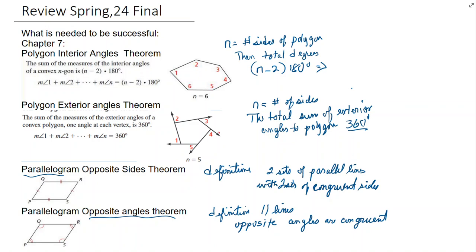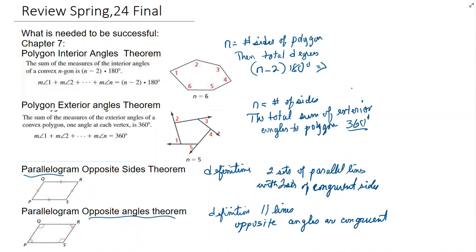Well, in Chapter 7, we need to know the polygon interior angles theorem. That tells us how many degrees are within a polygon that's convex. In this case, it is a formula: (n minus 2) times 180 degrees, n being the number of sides of the polygon. So this one you need to put in your notes because you'll need it. And it gives us the total degrees.